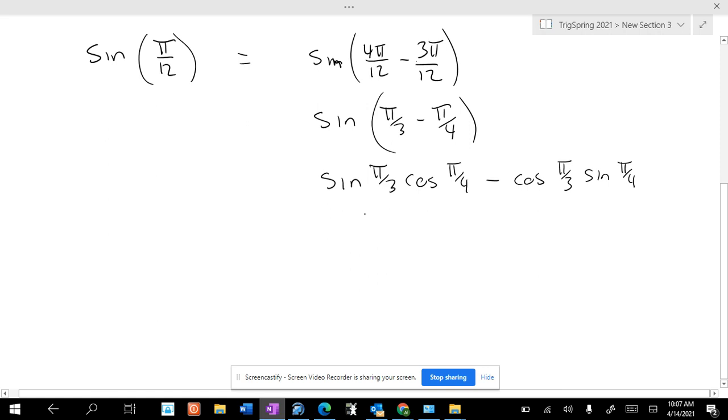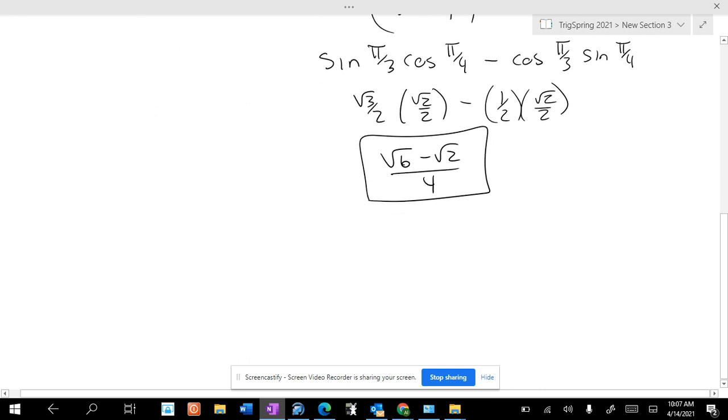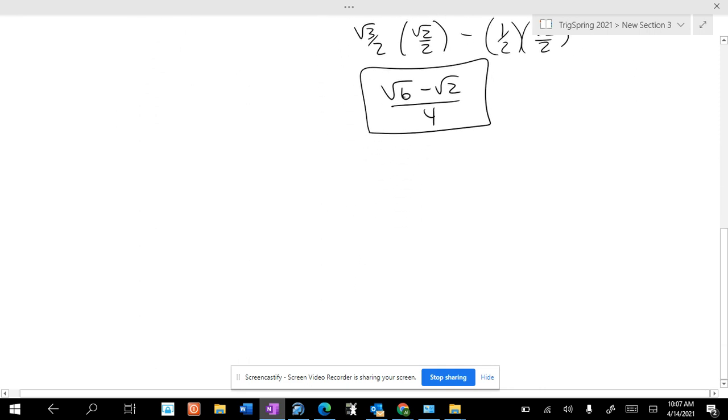All right, so sine of pi over 3, square root of 3 over 2, cosine of pi over 4, square root of 2 over 2, minus cosine of pi over 3, 1/2, sine of pi over 4, square root of 2 over 2. So it's the square root of 6 minus square root of 2 all over 4. All right, so sines are a lot like the cosine stuff. Kind of get the same type of answers. The tangents are a little different.